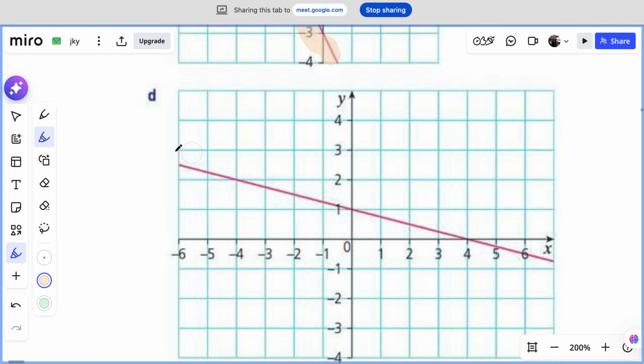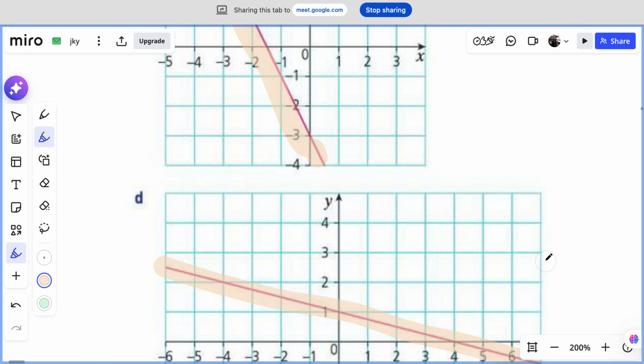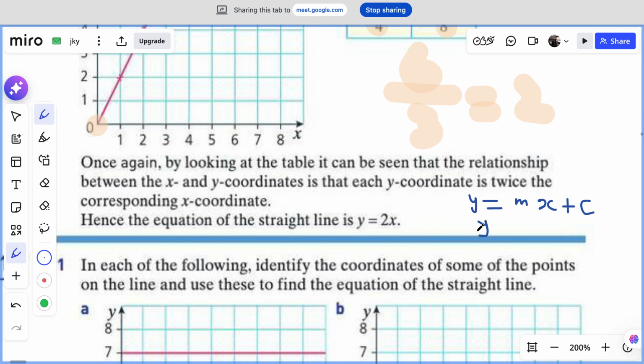Okay. Now every line is a slope. A line that is vertical like this does not have a gradient. If it's also horizontal like this, the gradient is 0. We only calculate gradient for a sloping line.